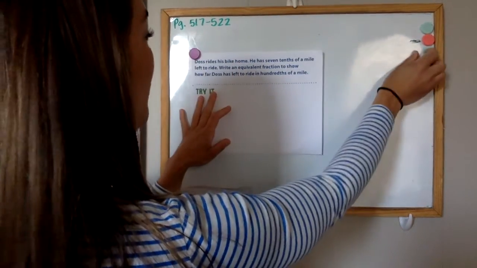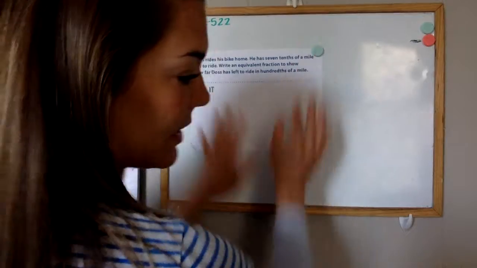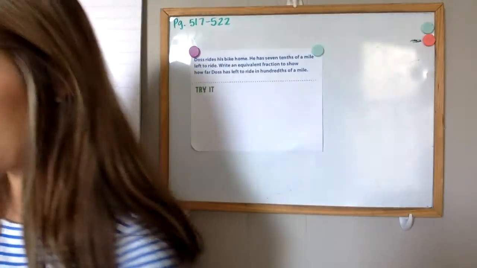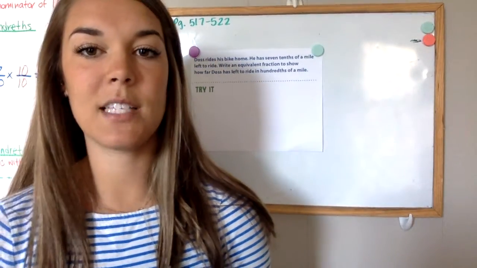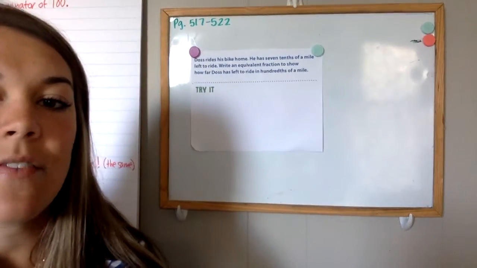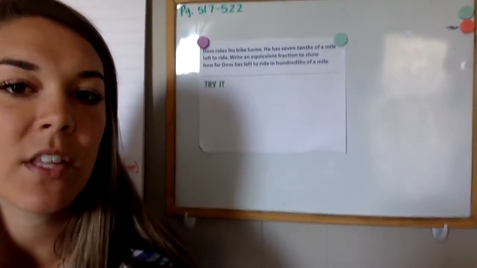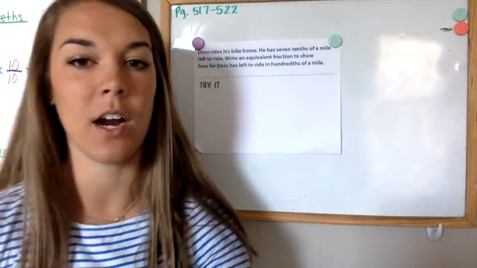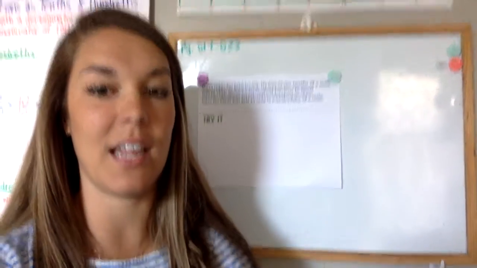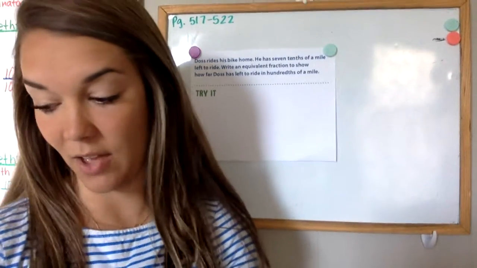All right, and this problem is about Doss, okay? So Doss rides his bike home. He has 7/10 of a mile left to ride. Write an equivalent fraction to show how far Doss has left to ride in hundredths of a mile.